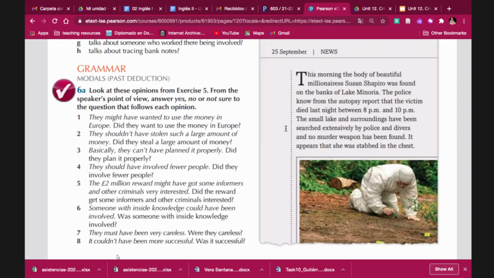Manuel, would you please read number 6? Yes. Someone with inside knowledge could have been involved. Was someone with inside knowledge involved? I think it's not sure. Exactly, because of the could. Someone with inside knowledge could have been involved. I'm not 100%, I'm making a guess. Okay, good, thank you. Alejandro, please, next. Number 7. Yes, they must have been very careless. Were they careless? Again, they must have been very careless. So were they careless? Yes, they were. Yes, they were careless.